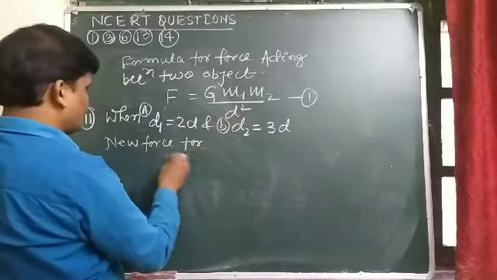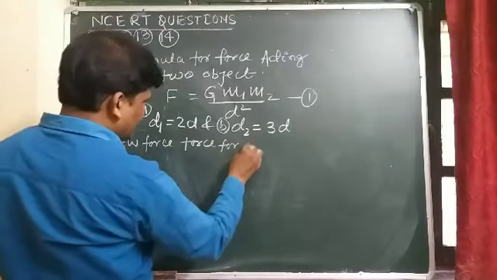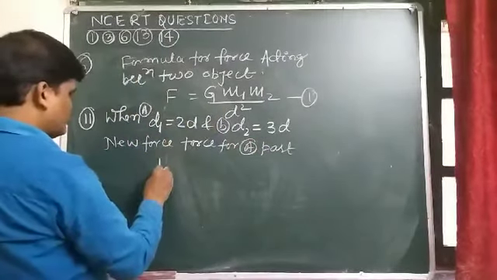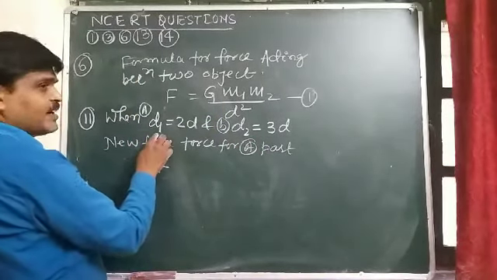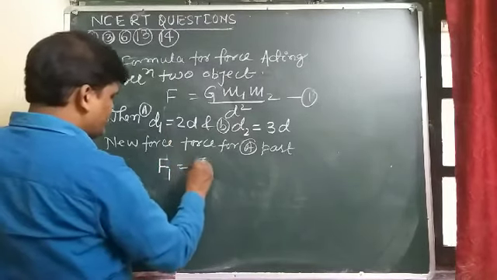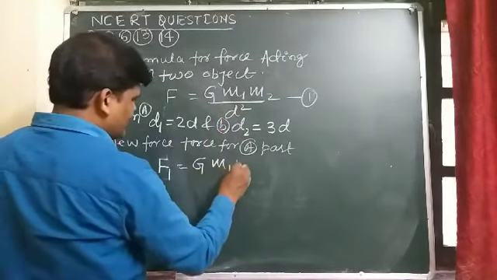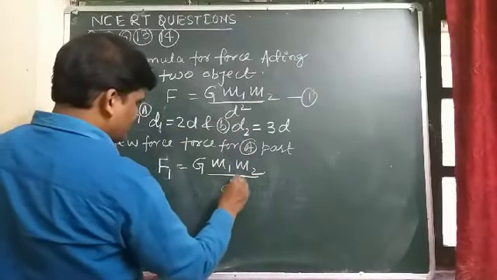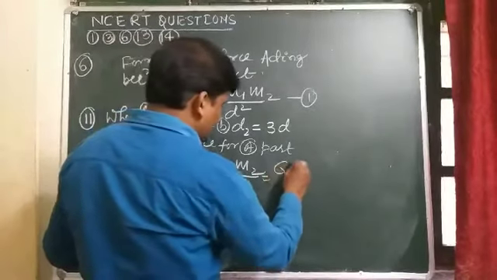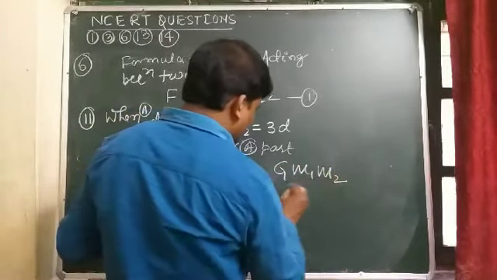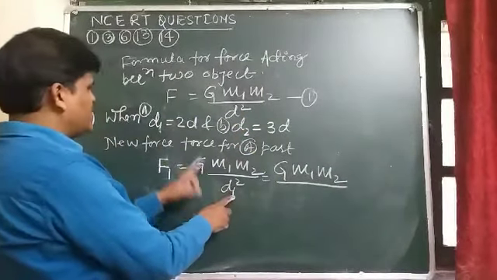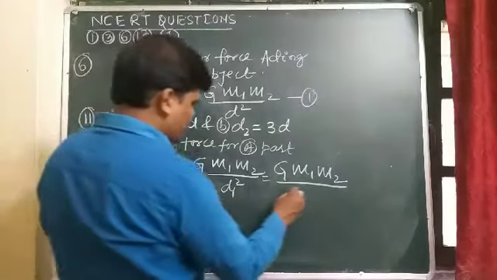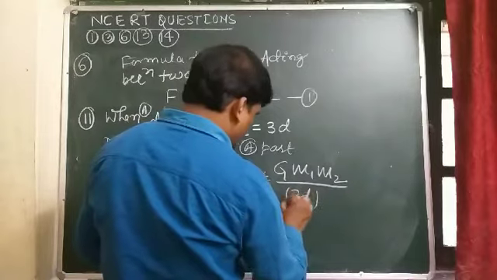This is the A part and this is the B part. New force for the A part means when the distance between them is doubled. So the new force is written as F1, since we have taken d1. G no change, m1 m2 no change. In place of d square we put d1 square. Mass does not change, only distance. In the first case d1 is double the initial case, so we put 2d and whole square.